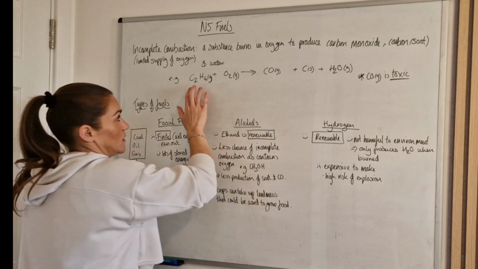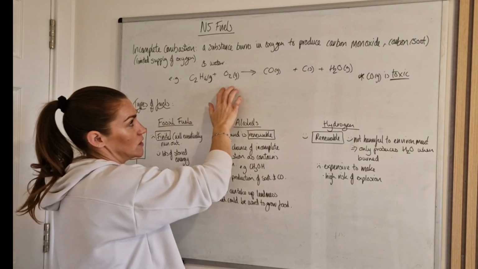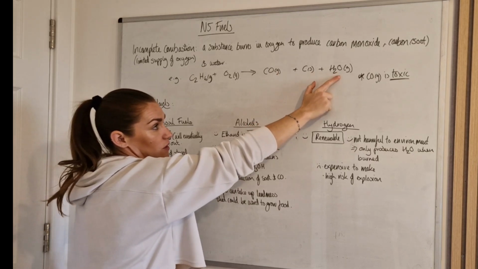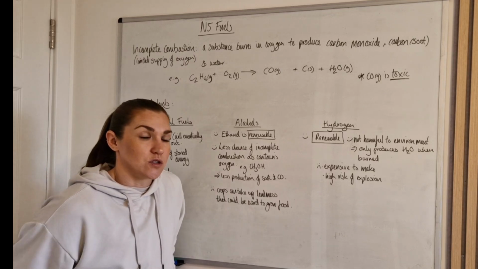So if we take the ethane that we had before and burn it in a limited supply of oxygen this time, then we will make the carbon monoxide, carbon soot and water. The problem with this is that carbon monoxide is extremely toxic to humans.